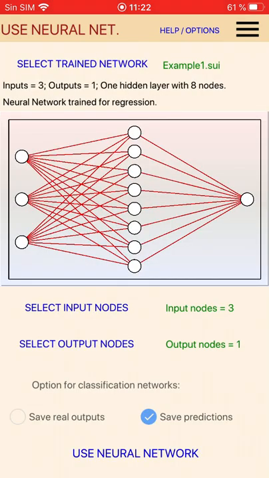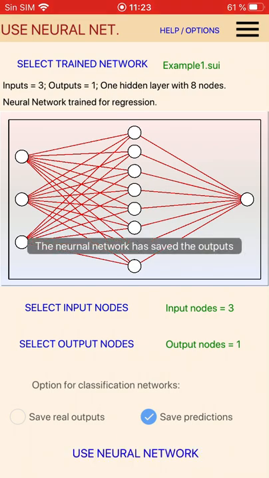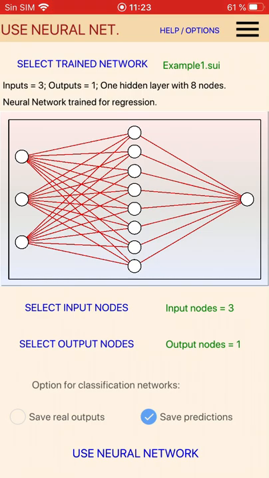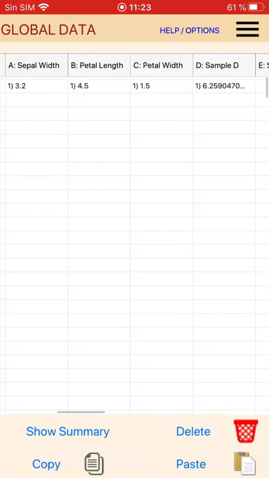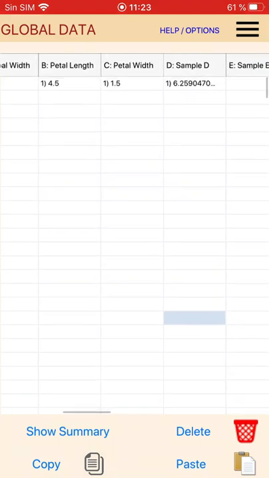That's it, it's ready. There are some options that are not available because this is not a classification network. So we just reach the bottom of the panel and click on use neural network. That's it. So if we go to sample D, this is the prediction.